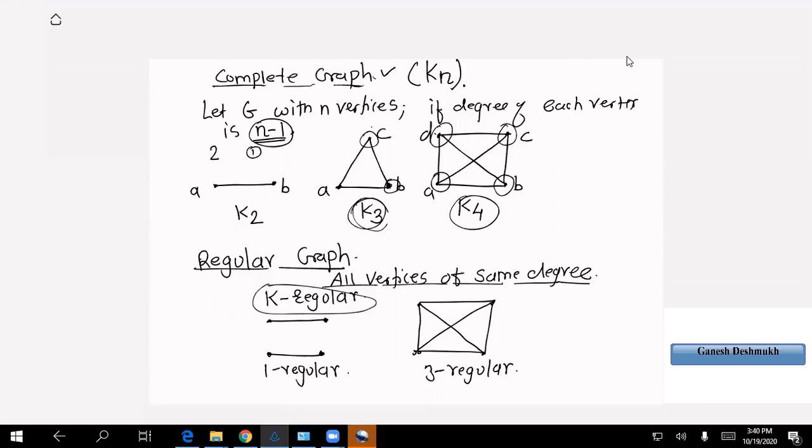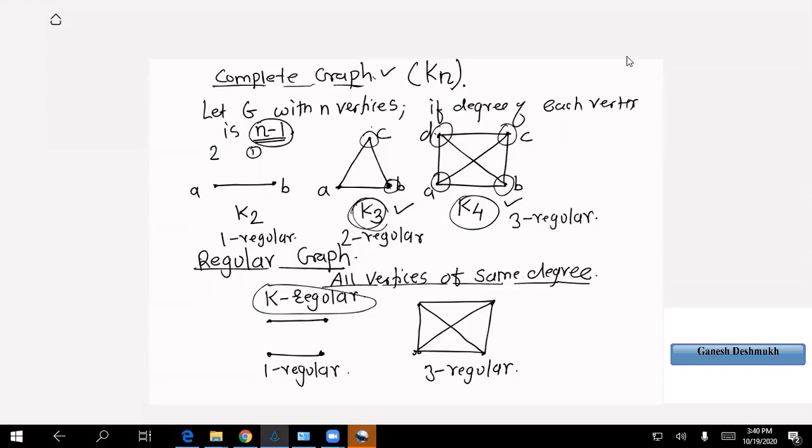Look at the examples of complete graphs. K2: the degree of each vertex is n-1, that is 1. So I can say this is a one-regular graph. Look at K3, the degree of each vertex is 2. I can say it is a 2-regular graph. Look at K4, the degree of each vertex is 3. I can say it is a 3-regular graph. Meaning, every complete graph is a regular graph.